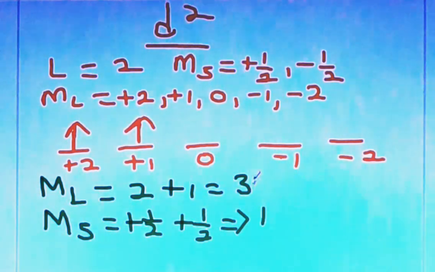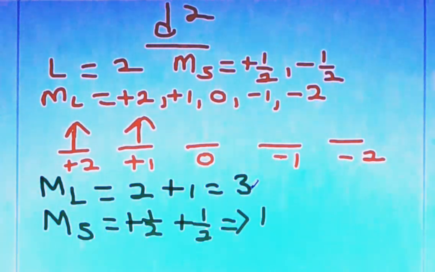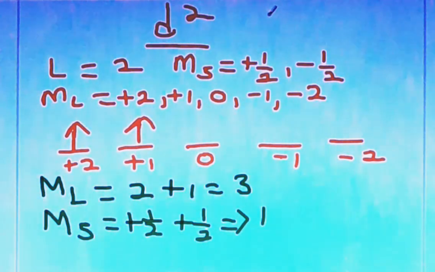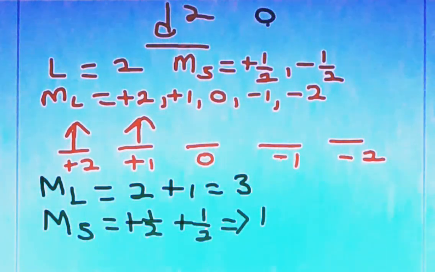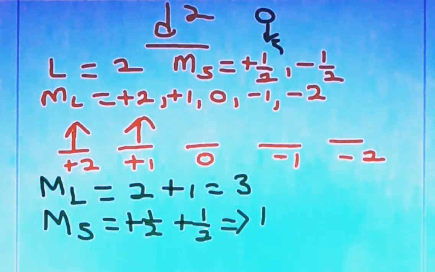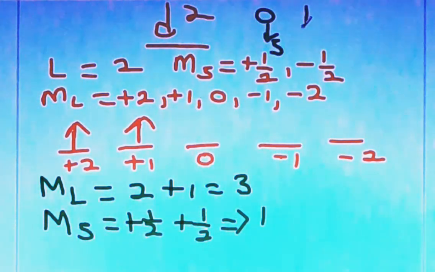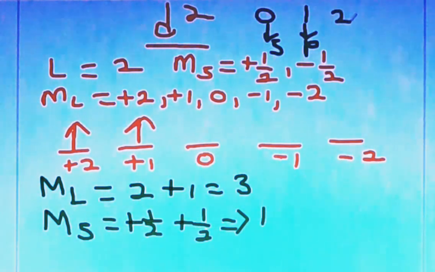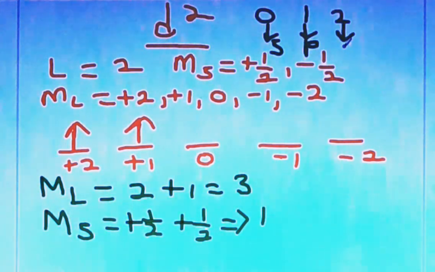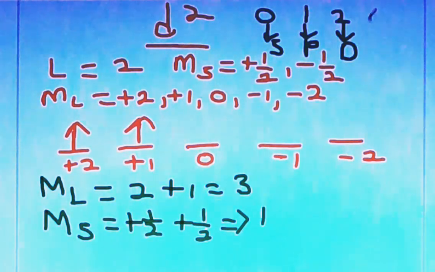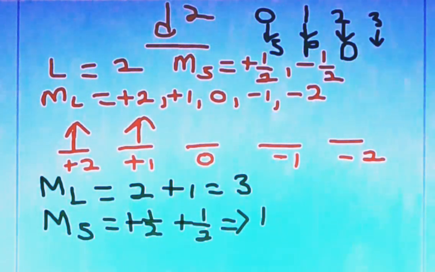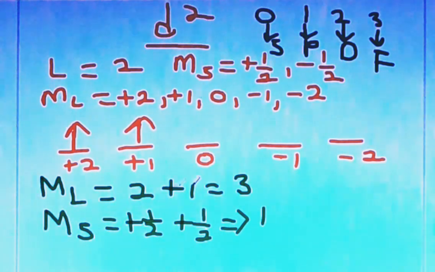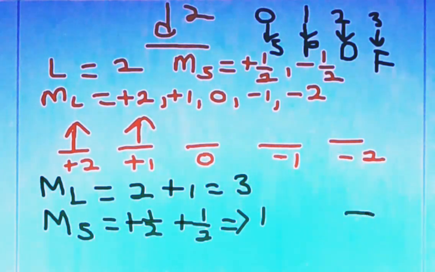Now, we have the total orbital angular quantum number to be 3. If it is 0, then the term is an S. If it is 1, then it is P. If it is 2, then it is D. If it is 3, then it is F. So since we have it to be 3, we have the F term.